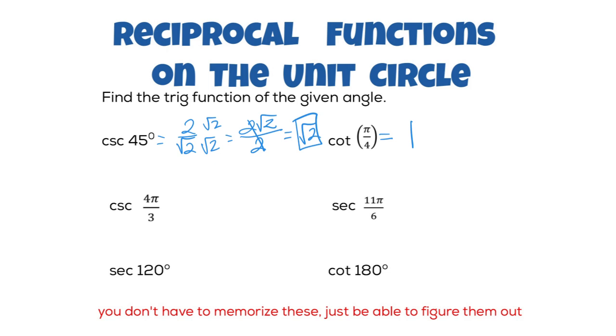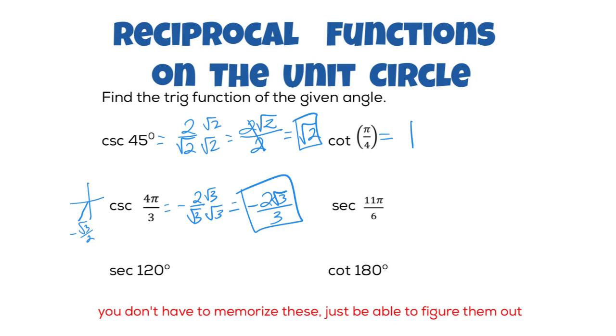4 pi over 3, if you'll recall, is down here, and you're down the long leg. So the sine value would be a negative root 3 over 2. But we want the reciprocal of that, so this is going to be negative 2 over root 3. We'll go ahead and rationalize. Final answer, negative 2 root 3 over 3.